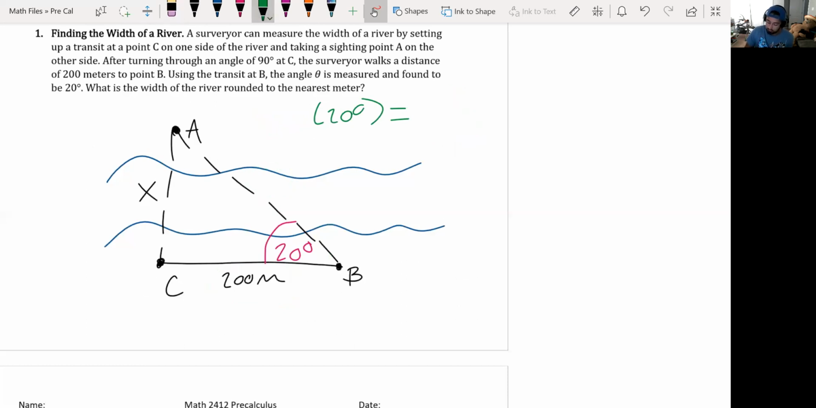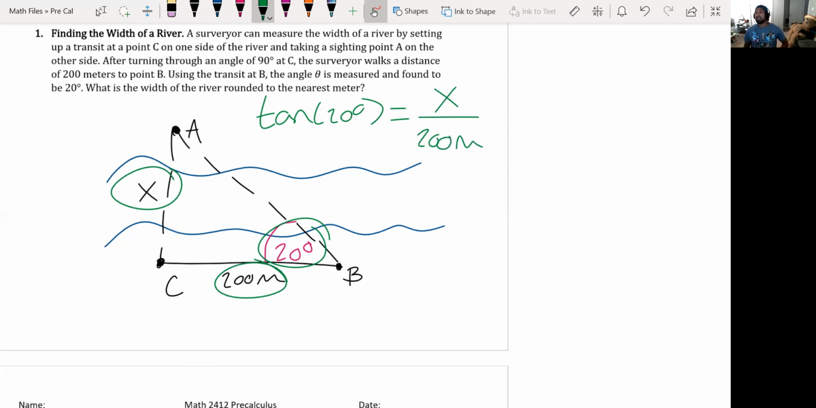But then we say, what about the tangent of 20 degrees? So we will make our way through all six to figure out which one works. And the tangent of 20 degrees puts the opposite side over the adjacent side. It puts X over 200 meters. Is this going to work out? And that answer is yes, because it can help us solve for X. All we have to do to solve for X is multiply this 200 to the left side.